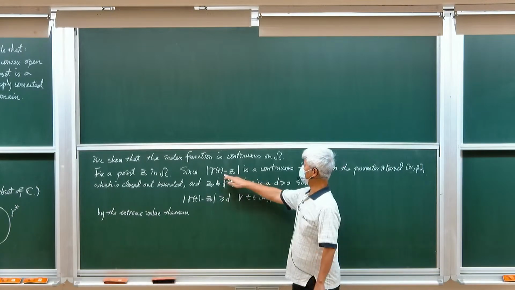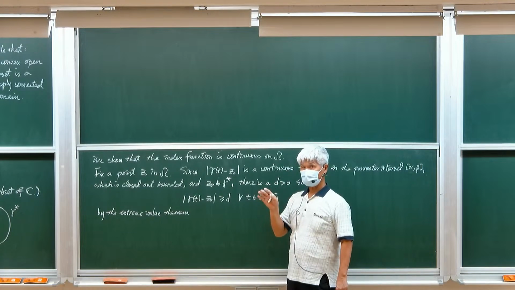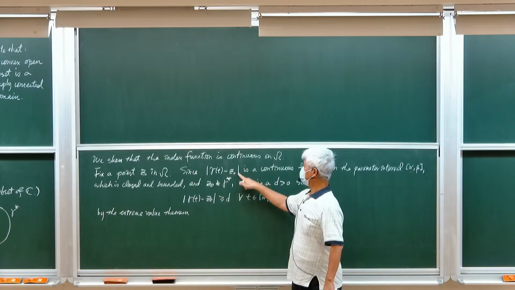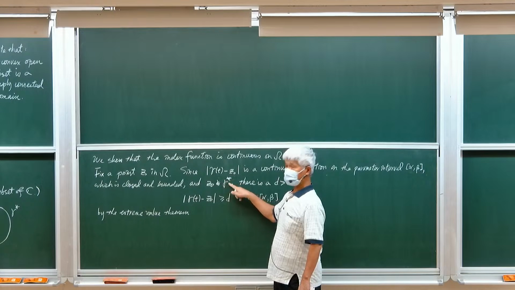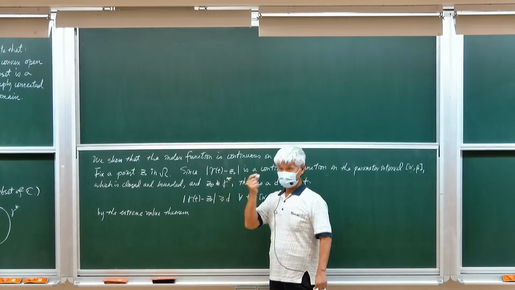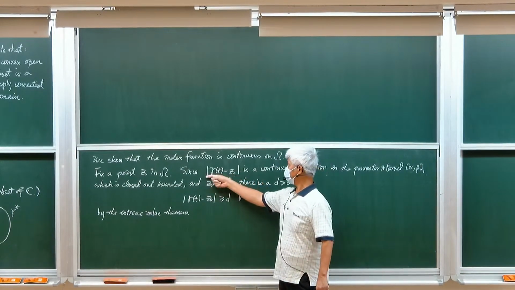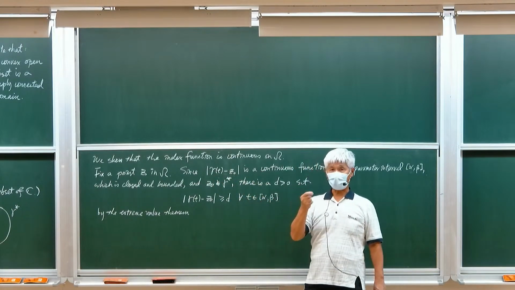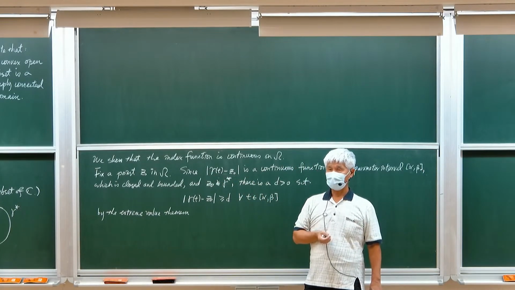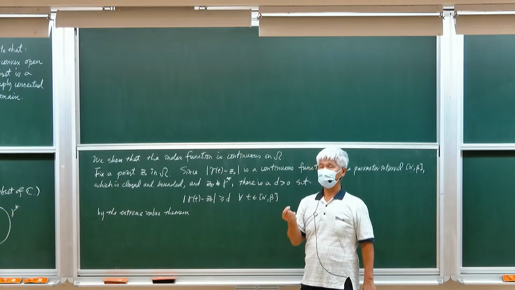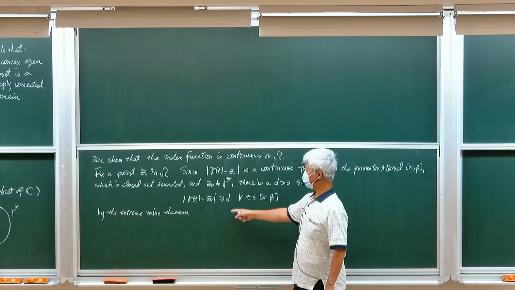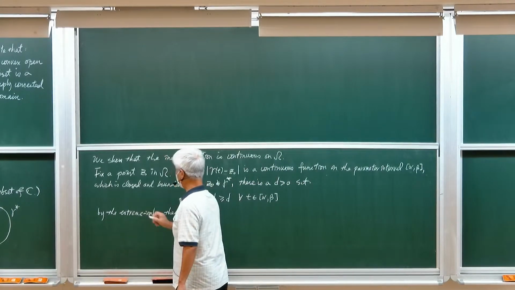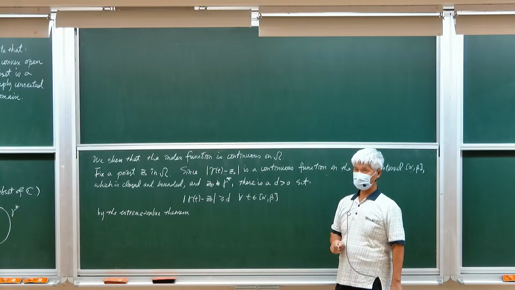Because F's value is always greater than or equal to 0, but never 0. Why? Because z0 is not in the range of the path, so the difference is never 0, so the absolute value is always positive. And we have the minimum value, so this minimum value should be positive. This is from the extreme value theorem we have in calculus. Any questions?